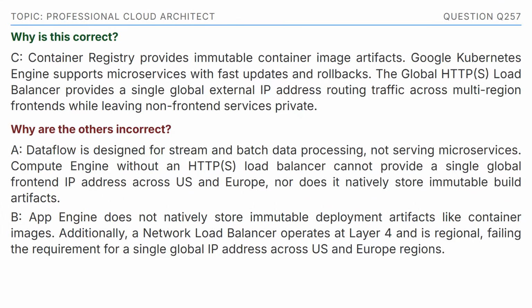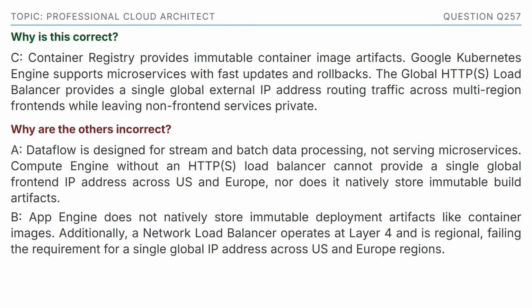Why is this correct? C. Container Registry provides immutable container image artifacts. Google Kubernetes Engine supports microservices with fast updates and rollbacks. The global HTTP/S Load Balancer provides a single global external IP address routing traffic across multi-region frontends while leaving non-frontend services private. Why are the others incorrect?